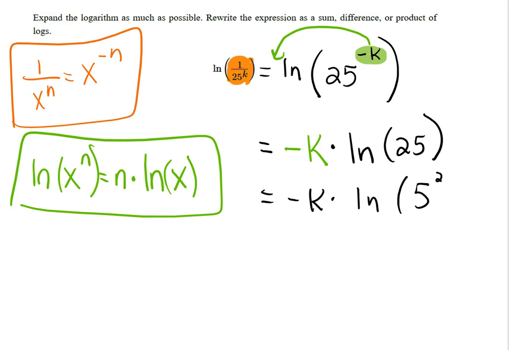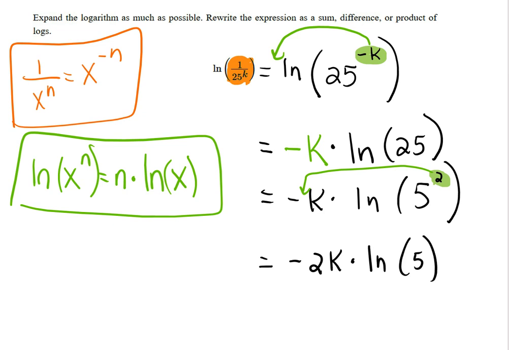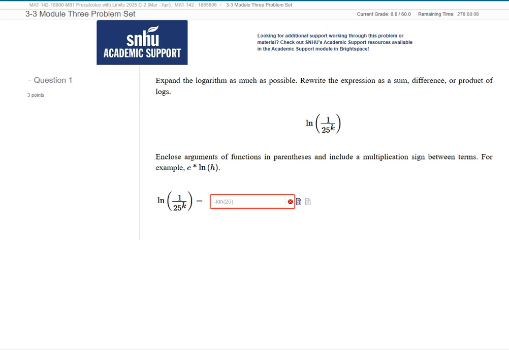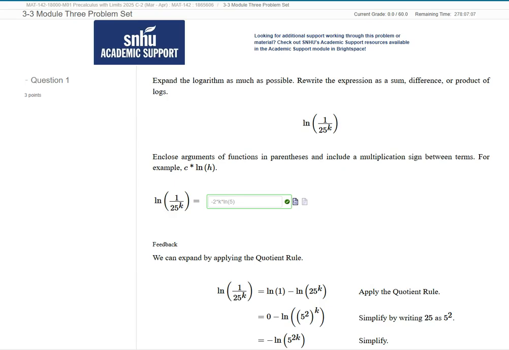25 is a 5 squared. And now I've got this 2, so it is also going to go out in front. So what I'm going to have is negative 2k times the natural log of 5. Now let's see if they're liking my answer. Let's see. Delete that 2 and then put the multiplication sign back in, and I'm going to put a multiplication sign in there too. Negative 2 times k times the natural log of 5. There we go. There we go.